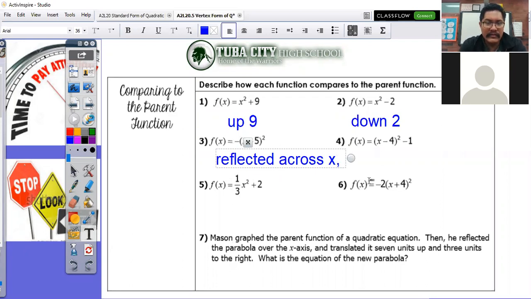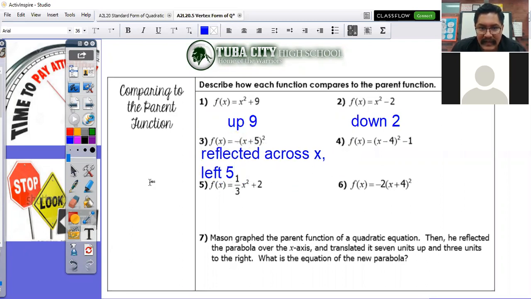And it's also shifting, darn, let's see if I can fit that in there without writing over anything. So it's reflected across the x-axis and is also shifting left 5 units. Yeah, that's probably good enough. All right, and then let's go ahead and type in the next one, (x - 4) squared, x minus 4 on the inside and then -1 on the outside.